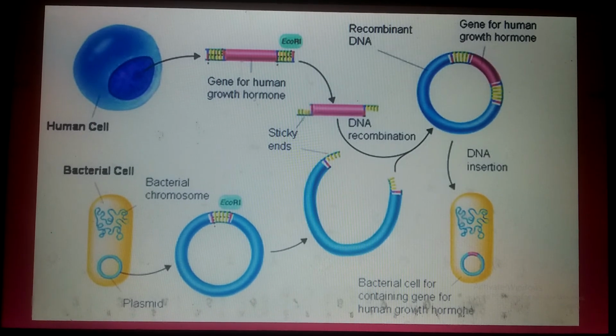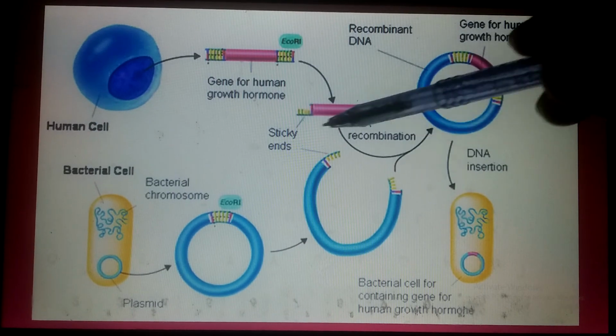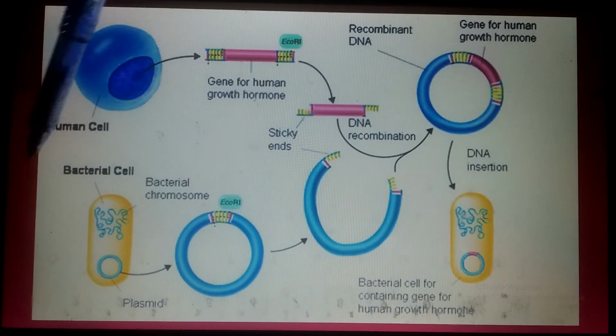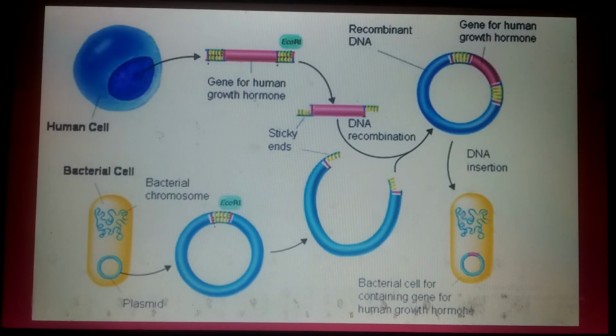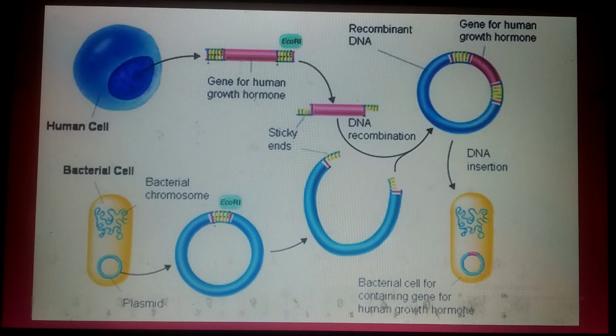First the desired gene, then rejoining and making the recombinant DNA, and then this recombinant DNA is put into the expression cell, which is the bacterial cell, and from that it is selected by using the antibiotics. And this is the overall process.